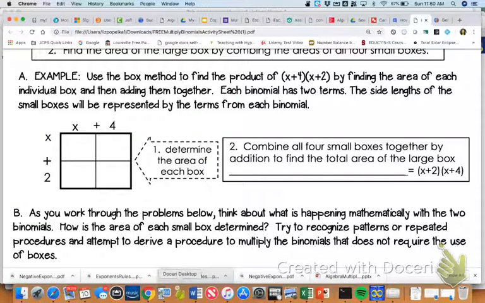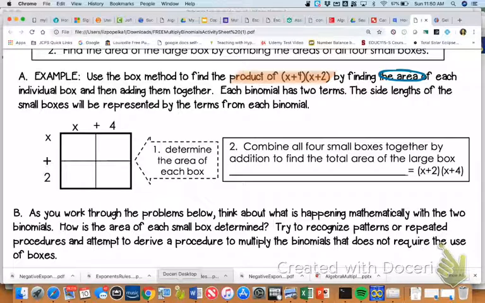So you are being asked to find the product of x plus 4 times x plus 2. So you're multiplying two binomials together. Now, obviously, you can't combine x plus 4 and x plus 2 and then multiply them because they're not like terms. So we're going to use something called a box method.